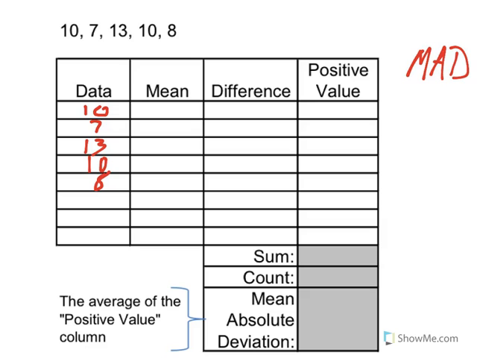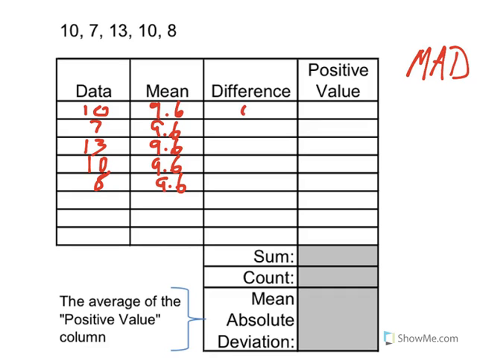So when we're calculating the MAD, we first have to find the mean, which is just the average of all of your numbers. So we're going to add up all of our numbers, 10, 7, 13, 10, and 8, and then we would divide that by 5 because we have 5 numbers, and you end up with a mean of 9.6. That's going to be the same mean for every number, so you just write 9.6 all the way down your table. And then we're looking for the difference because it's the mean absolute deviation. We're looking for how different the data is from the mean.